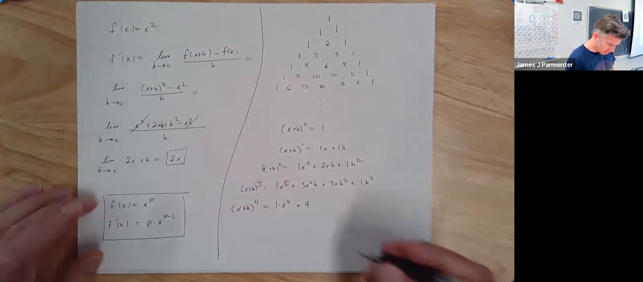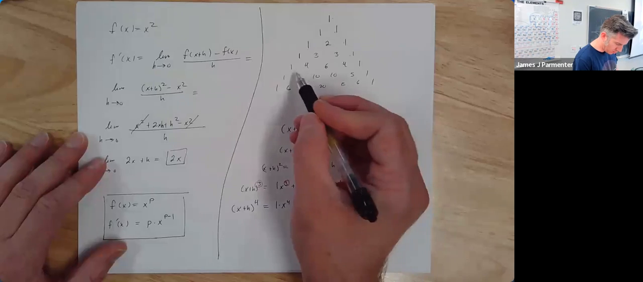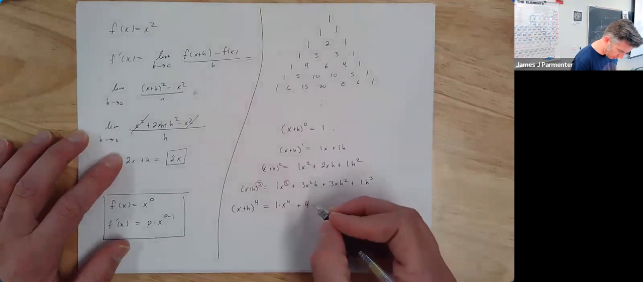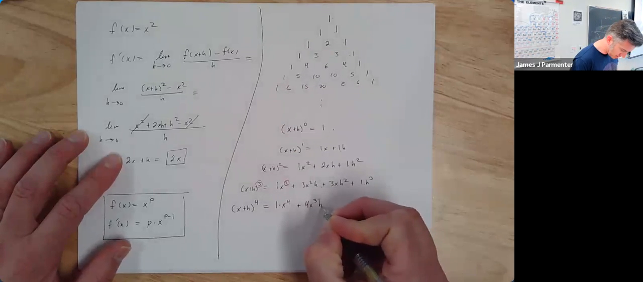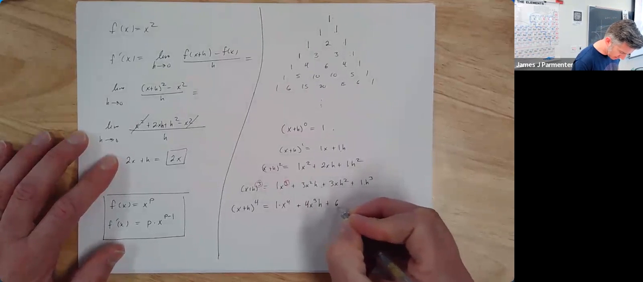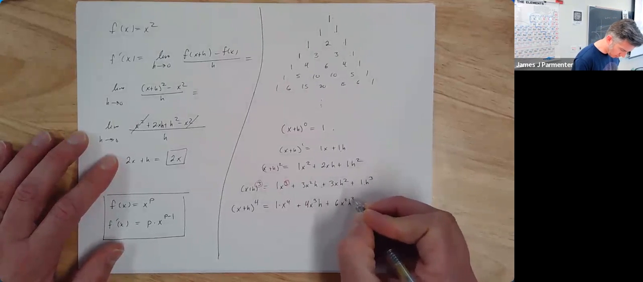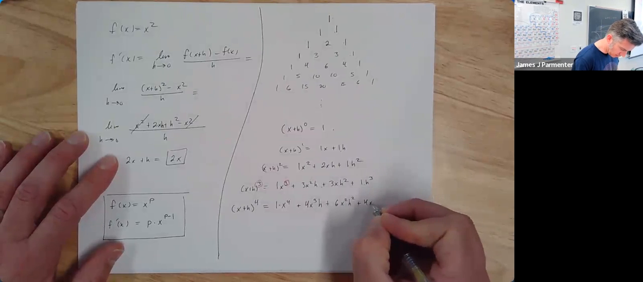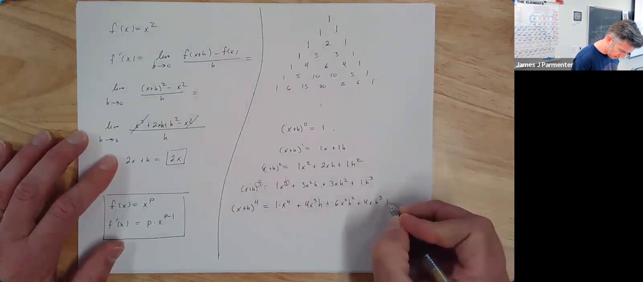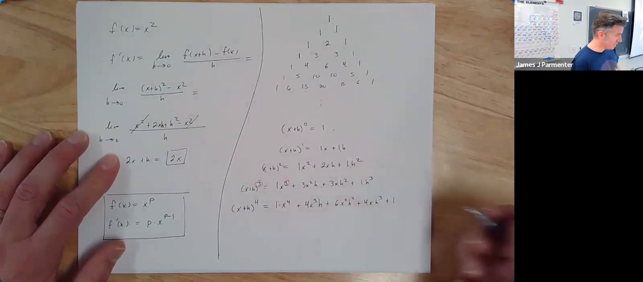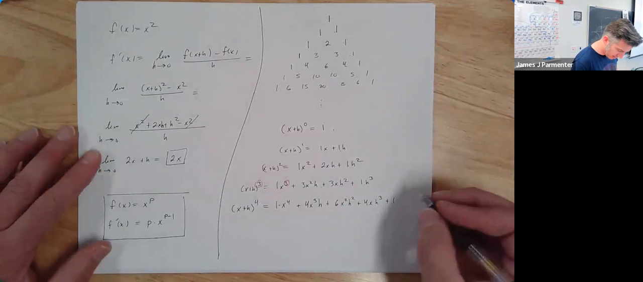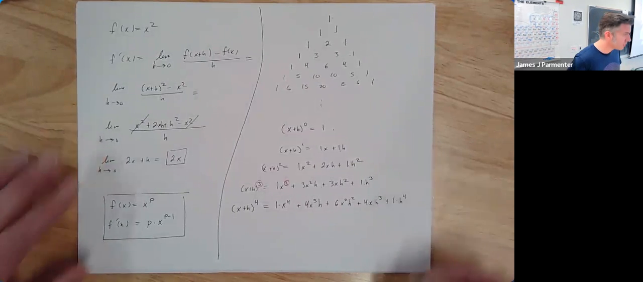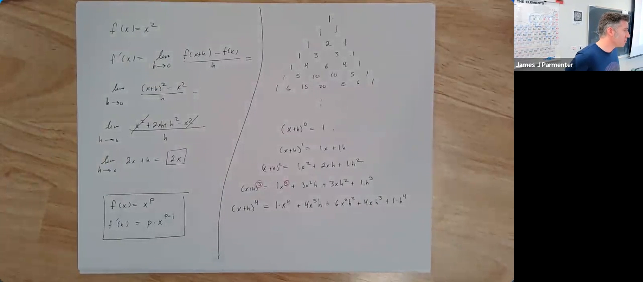Okay, so 1x to the 4th, and then do 1, 4, 6, 4, 1. So I'm going 4, x to the 1 less power, h to the 1 more power. And then 6, x to the 1 less power, h to the 1 more power. And then 4, x to the 1 less power, h to the 1 more power. And then 1, x to the 0, so I'm not going to write it, and h to the 1 more power. This pattern always works. Kind of cool.